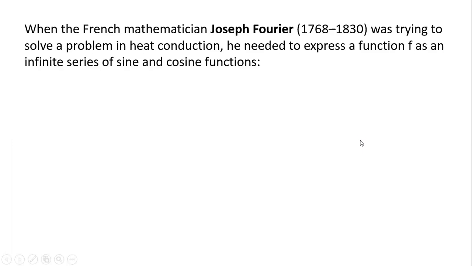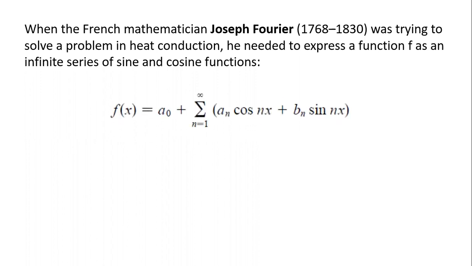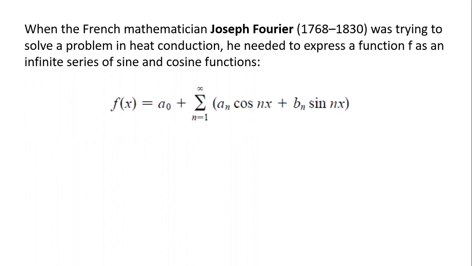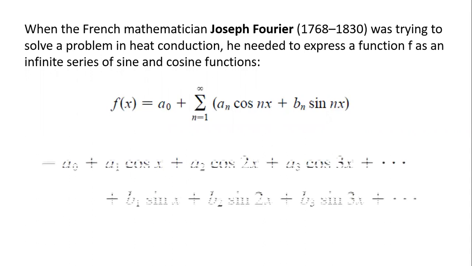So when a French mathematician, Joseph Fourier, was trying to solve a problem in heat conduction, you need to express a function f as an infinite series of sine and cosine functions. As shown in this given equation, f of x equals a sub naught plus the summation of a sub n cosine nx plus b sub n sine nx, where n starts from 1 to infinity.